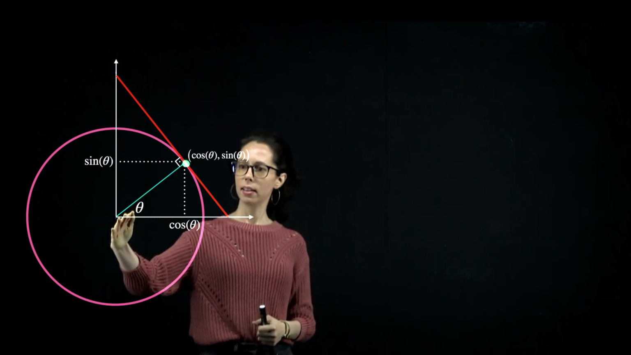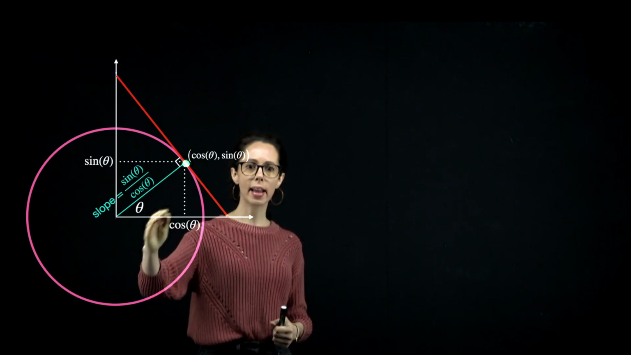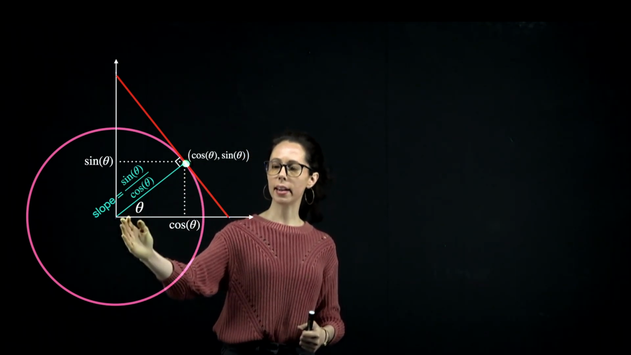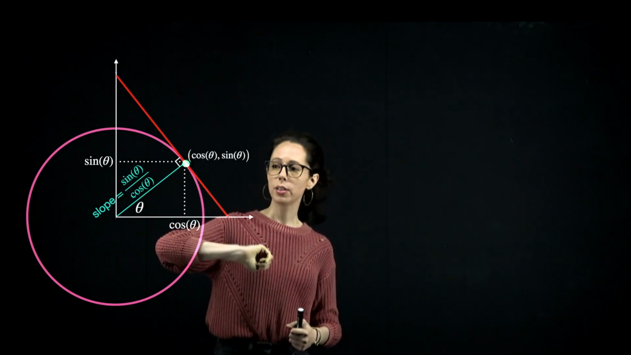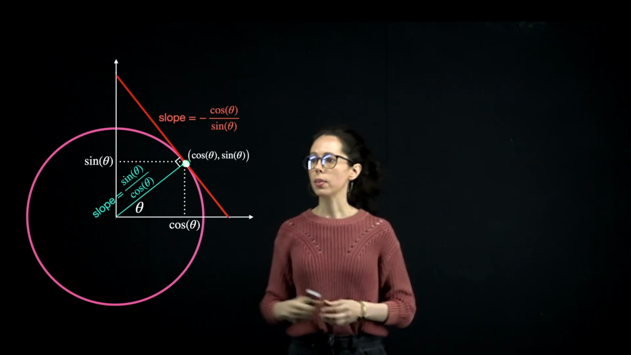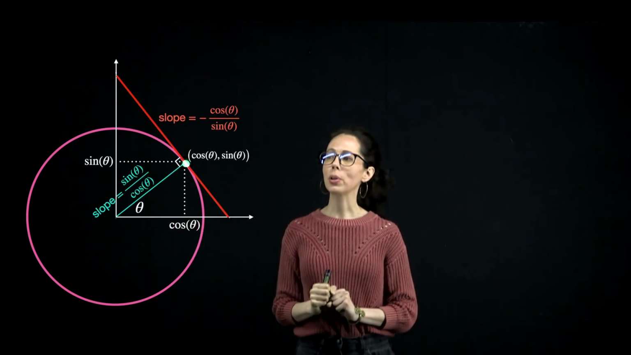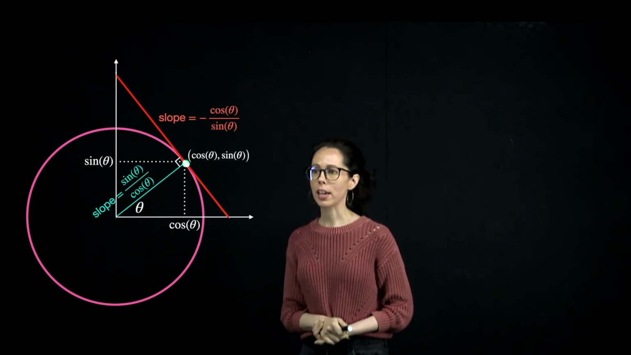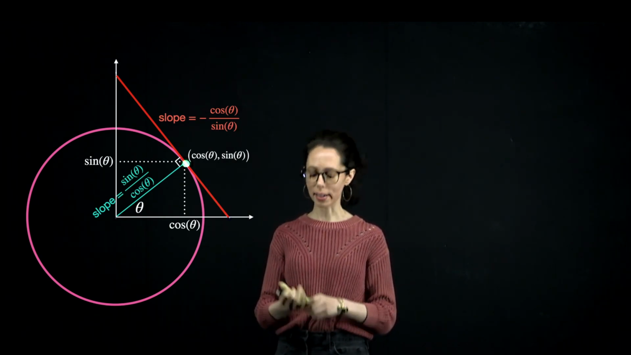The radius has slope sine theta over cosine theta because that's rise over run as we move from the origin out to this point. So if this slope is sine theta divided by cosine theta, and this line segment is perpendicular to that radius, we know that the slope of this line segment is the negative reciprocal. So this line segment here, the line which is tangent to our circle, has a slope which is negative cosine theta divided by sine of theta. Okay, with that information, namely a point and the slope, we can write down the equation for this tangent line.